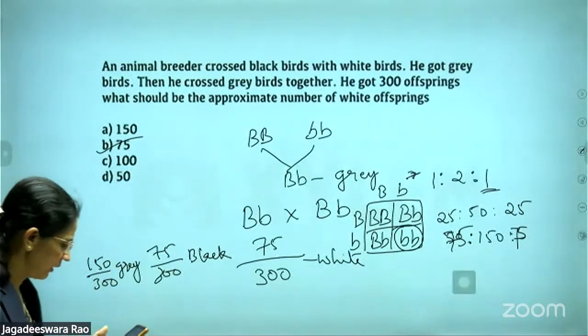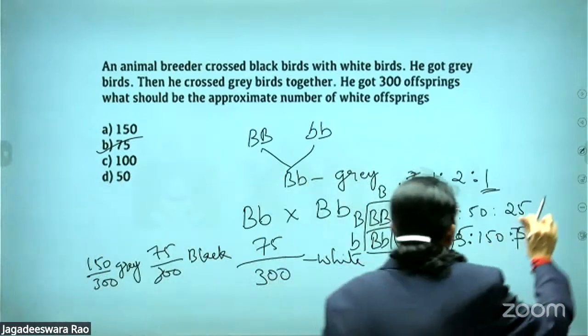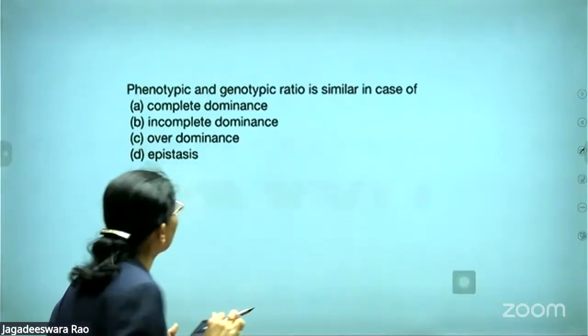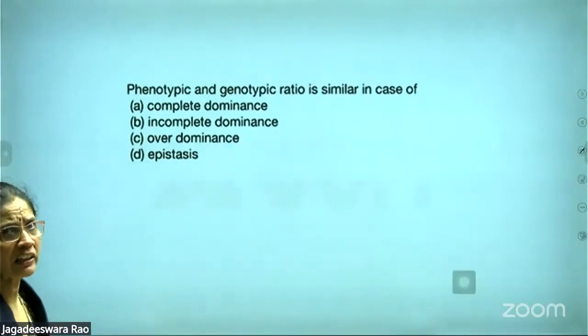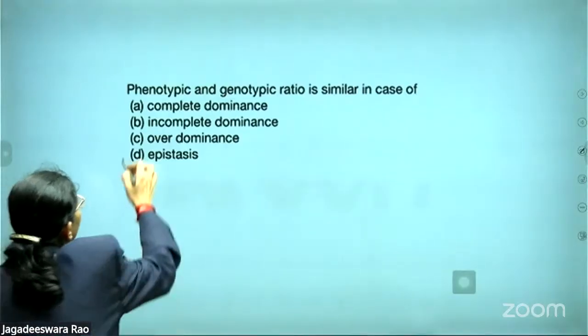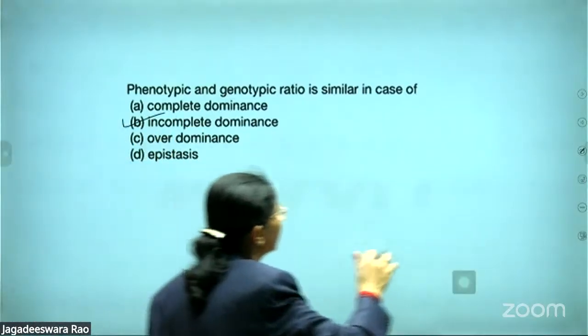Okay, children? Yes, you can do it very fast. No issues. Now, next question. Phenotypic and genotypic ratio is similar in case of, just now I explained, so you can write it directly. That is incomplete dominance.